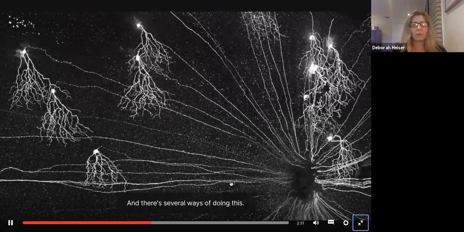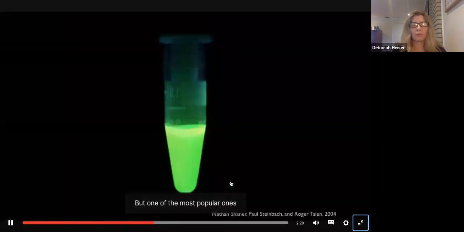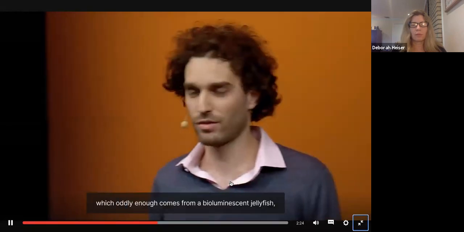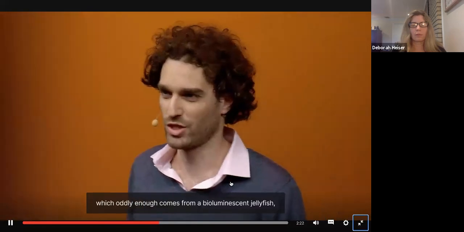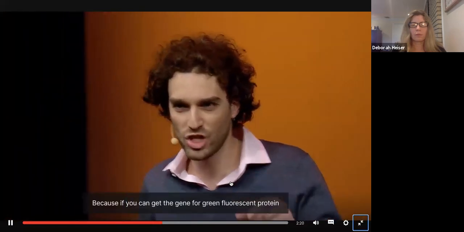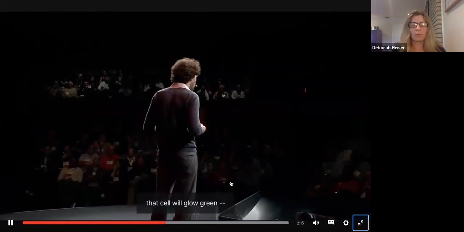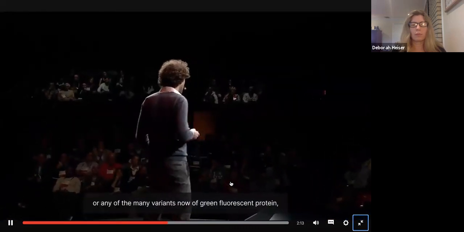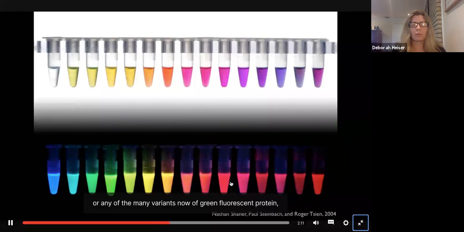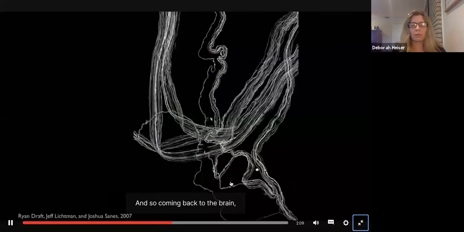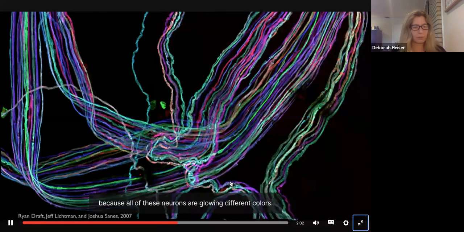And there are several ways of doing this, but one of the most popular ones involves green fluorescent protein. Now, green fluorescent protein, which oddly enough comes from a bioluminescent jellyfish, is very useful because if you can get the gene for green fluorescent protein and deliver it to a cell, that cell will glow green, or any of the many variants now of green fluorescent protein, you get a cell to glow many different colors. And so coming back to the brain, this is from a genetically engineered mouse called Brainbow, and it's so called, of course, because all of these neurons are glowing different colors.